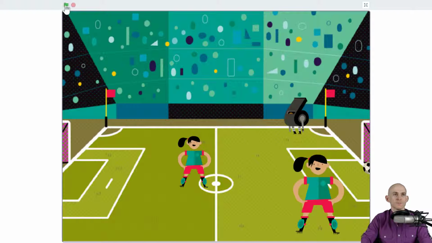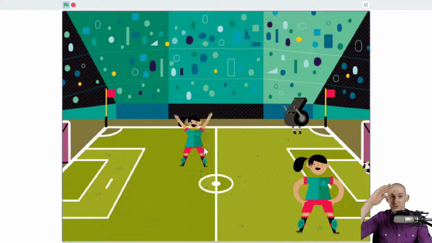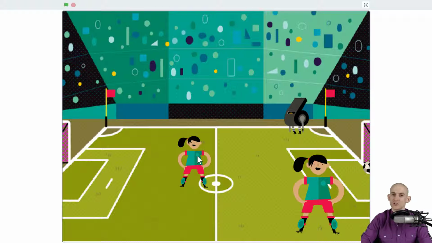So if you watch, she's running, her hair's moving up and down, she's moving her arms, she's looking, her eyes get bigger, her mouth gets bigger, she jumps up and down. So those are all costumes that are not in the original Jordan sprite.